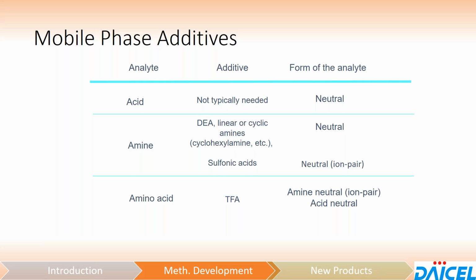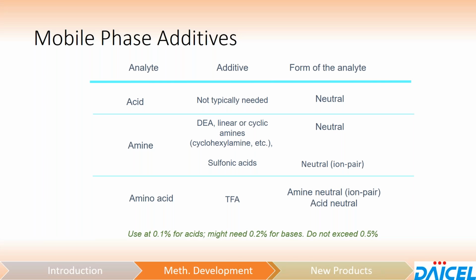Amines is basically the same, DEA, TEA. You can use some of these linear or cyclic amines like cyclohexylamine. And for amino acids or amphoteric molecules, again, you'll be looking at TFA and purifying or separating the ionized or the ammonium salt of the free base.